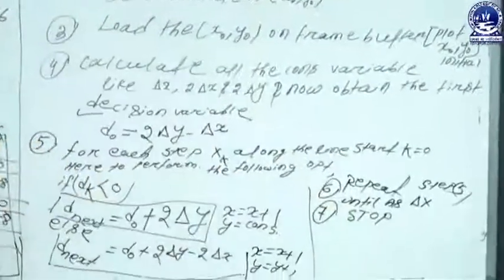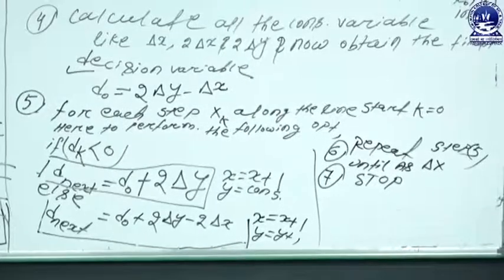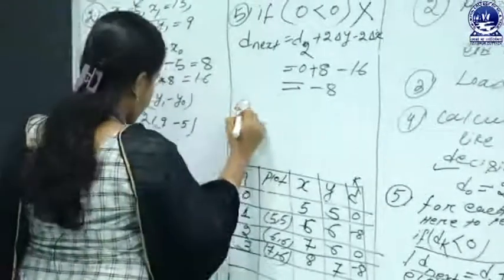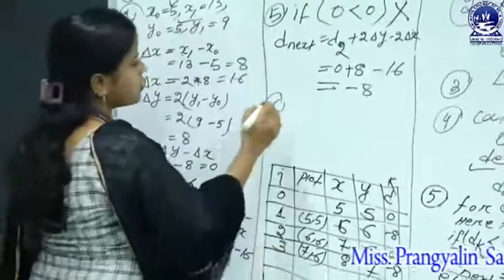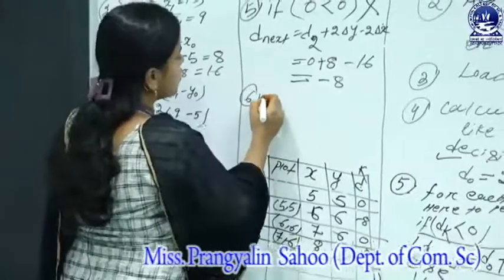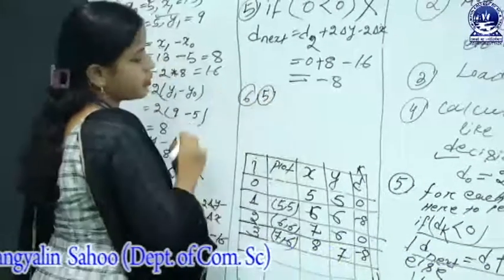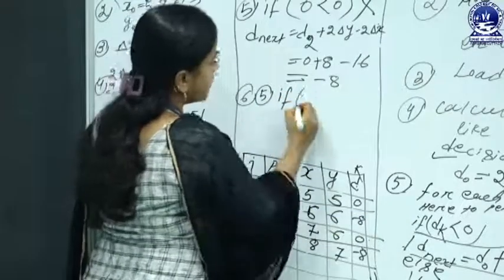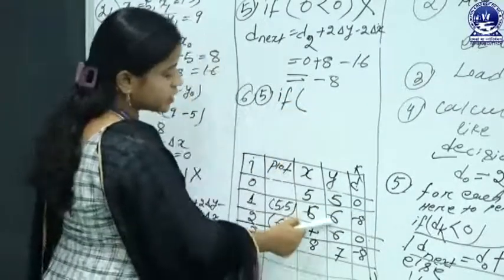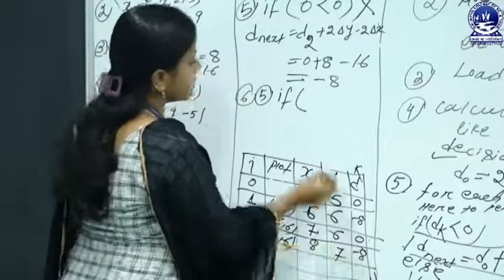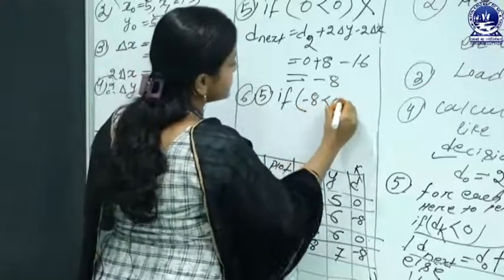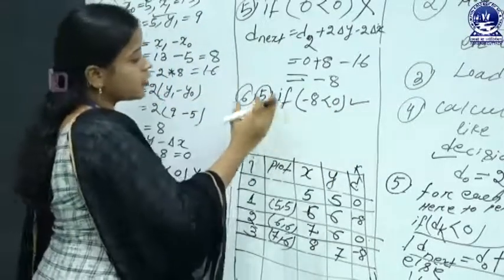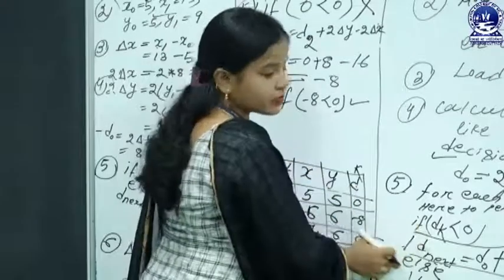Okay, now go to the next step, that's step 6. Step 6 says to repeat step 5 until delta x times occurs. Here the delta x count is at the 4th position, that means 4 is not equal to 8. So again it goes to step 5. So now check again the condition: dk, that means the previous decision variable value, that's minus 8. Minus 8 is less than 0, yes, the condition is true. As we know, when the if condition is satisfied, it goes to the if block execution.